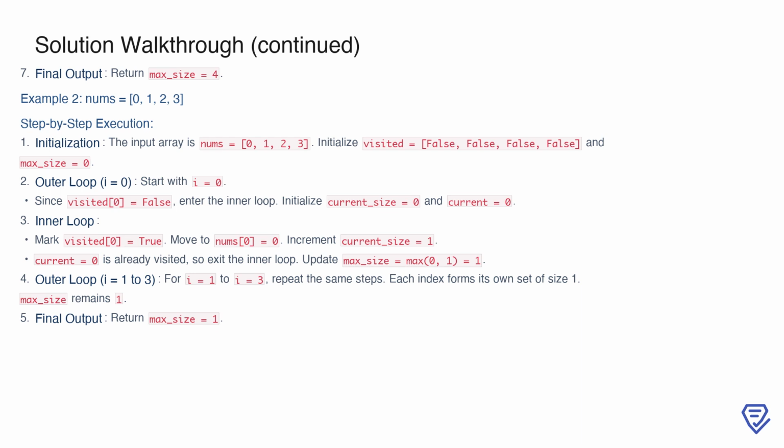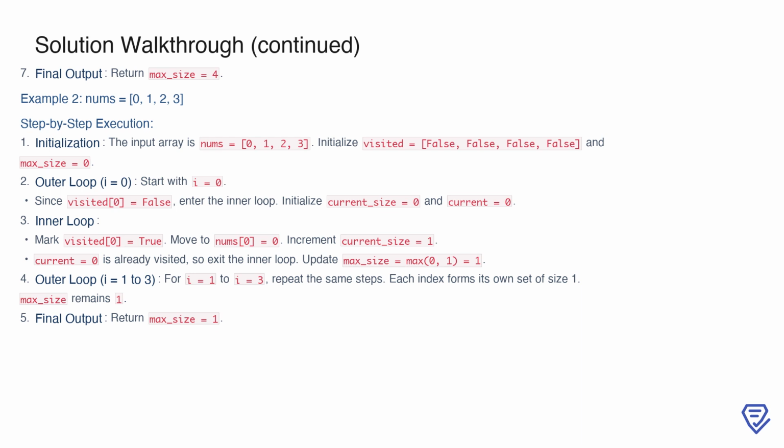Inside the inner loop, we mark visited[0] as true, move to nums[0] equals 0, and increment current_size to 1. Since current is back to 0, which is already visited, we exit the inner loop. The size of this nesting is 1, so we update max_size to max(0, 1) equals 1.